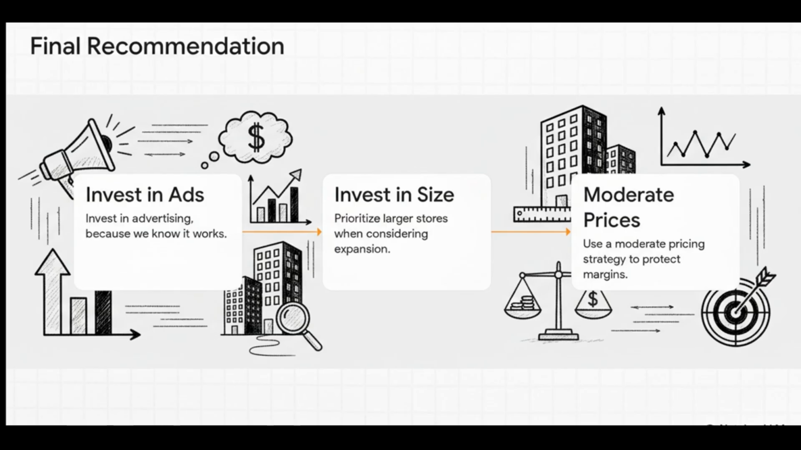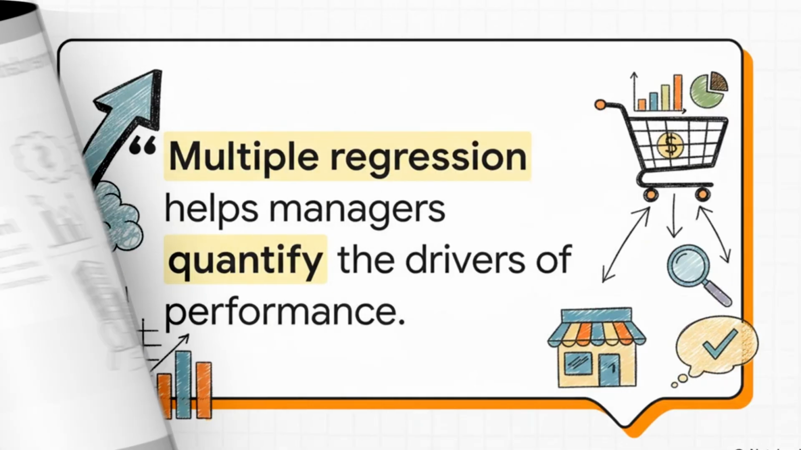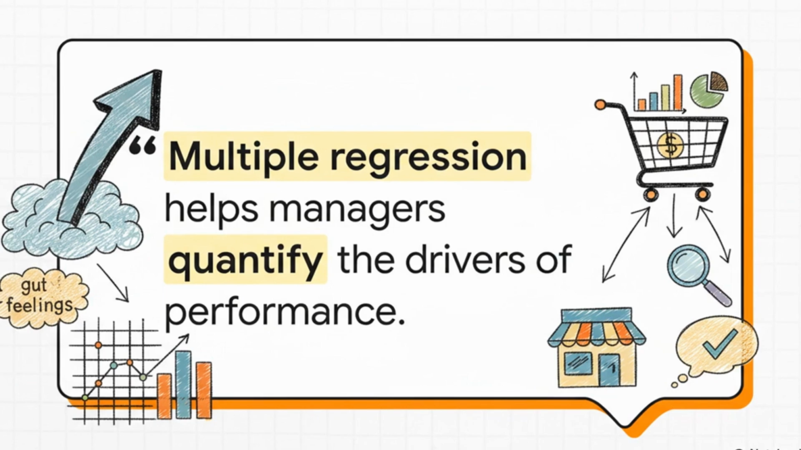It is a 3-step plan. Step 1. Invest in advertising. The numbers do not lie. Step 2. When you expand, go big. Focus on larger stores and where demand is high. And step 3. Be smart with pricing. Do not get into a race to the bottom that kills the profit margins. Find that sweet spot. And this whole case study comes down to one powerful idea.